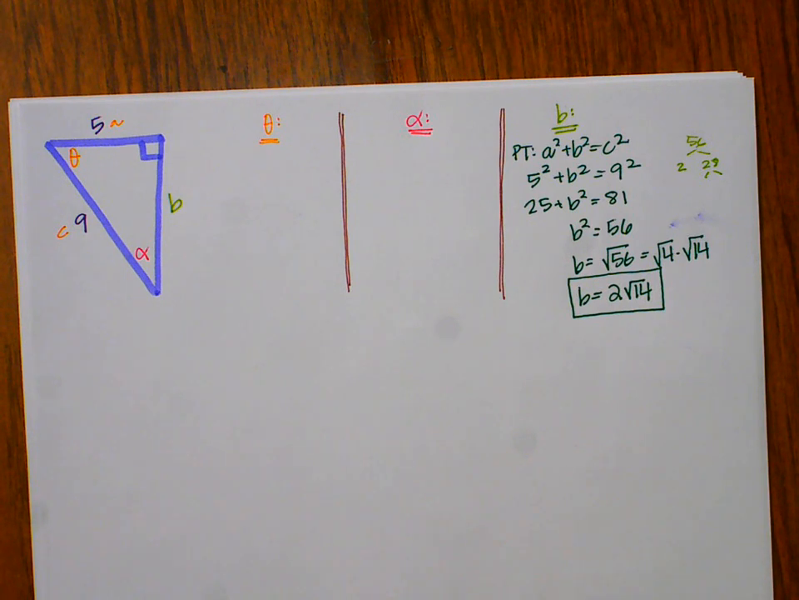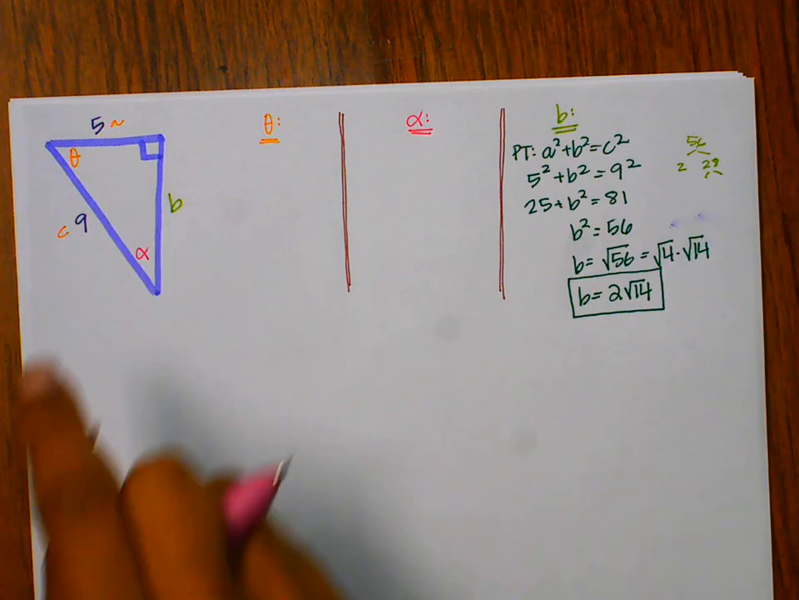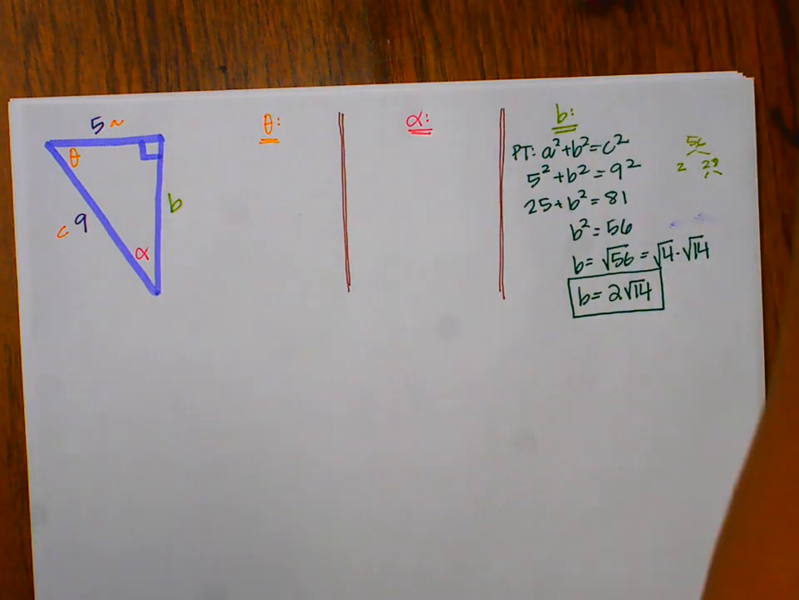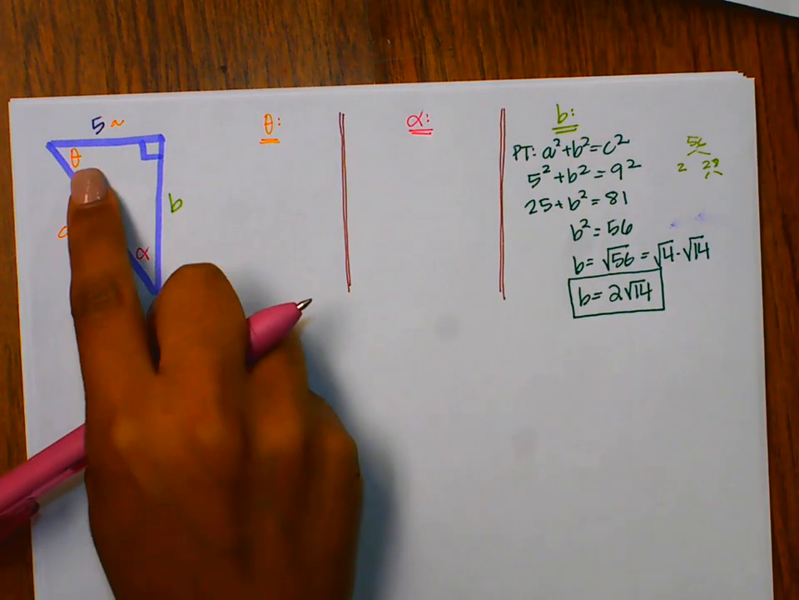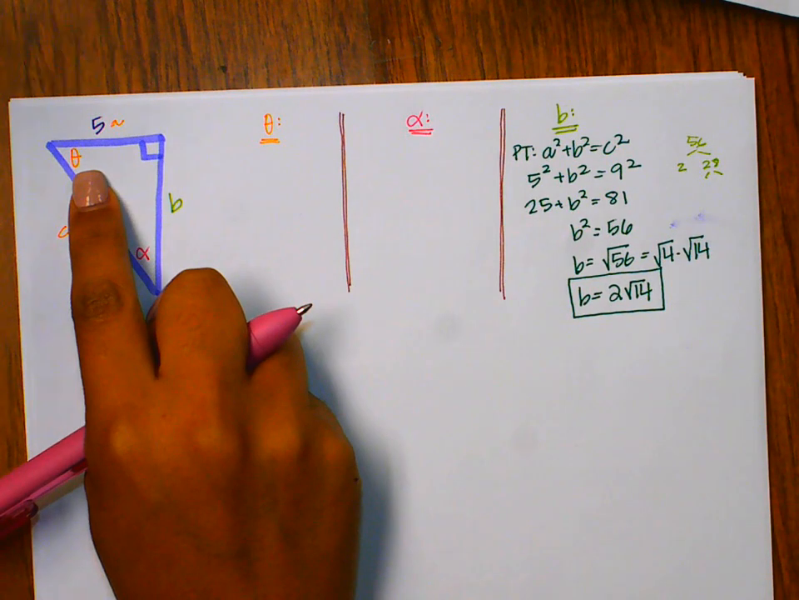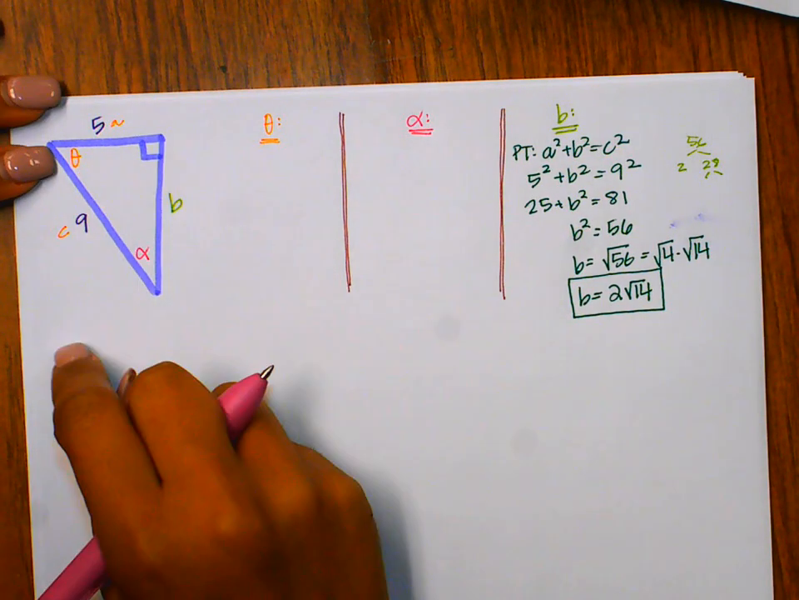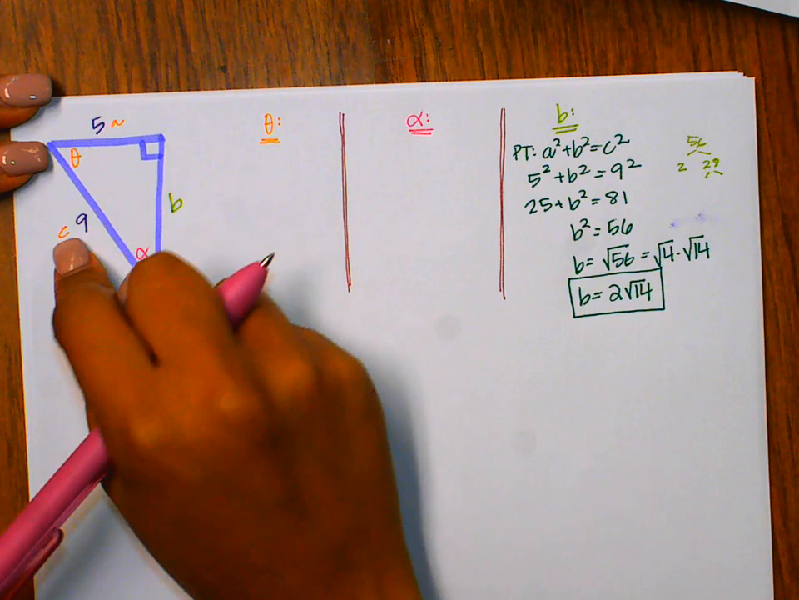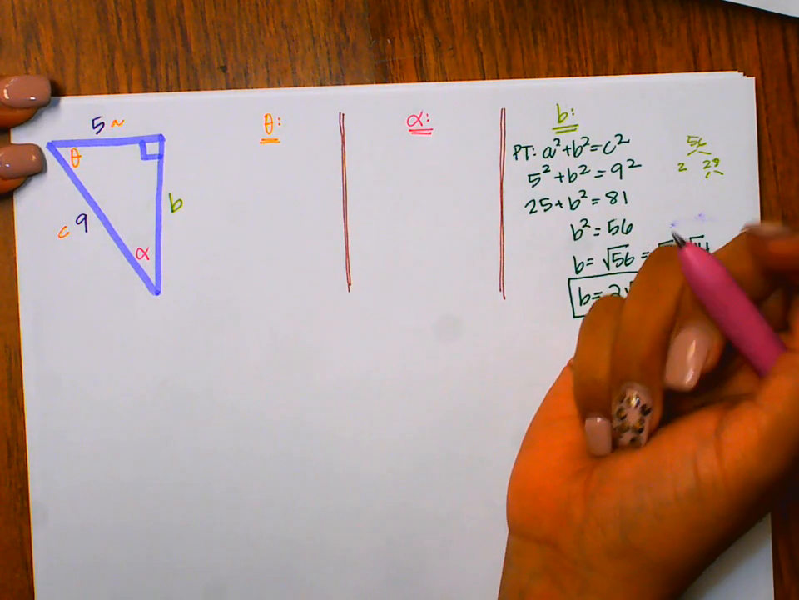And then just add and subtract. But with this one, since we're missing both of them, we can't do that. I am going to start off, I'm just going to pick the theta, and I'm going to start off by solving that. So if I use the information that's given, the 5 and the 9, I want to set this up.